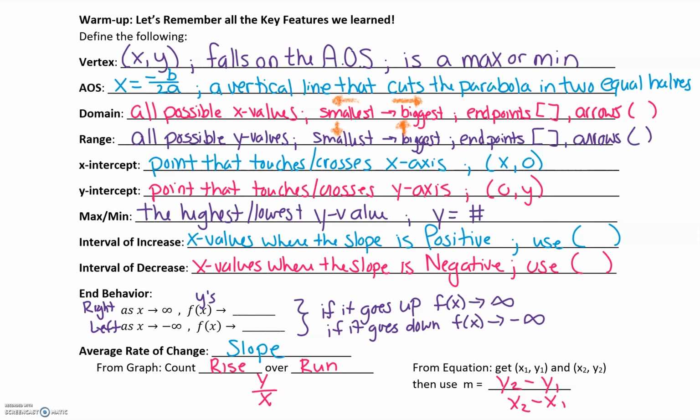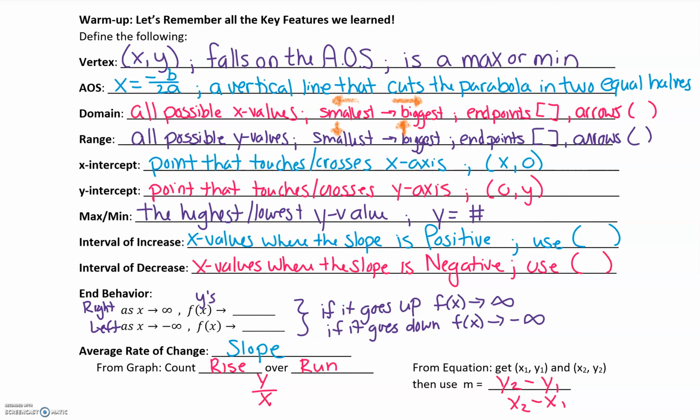Your max and min, that's always going to be your highest or lowest y value. Intervals of increase and decrease, these are always x values where your slope is either positive or negative. Your end behavior talks about what your y value is doing as you look to the right or to the left. So if it goes up, your y's are going to approach infinity. If it goes down, your y's are going to approach negative infinity.